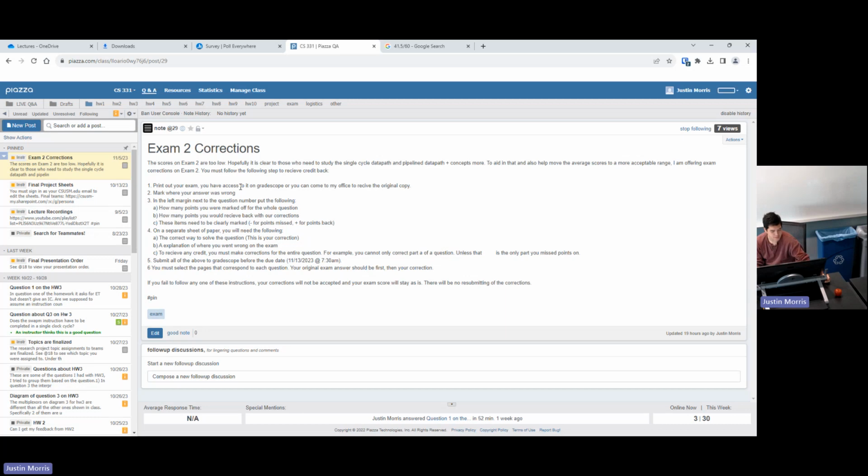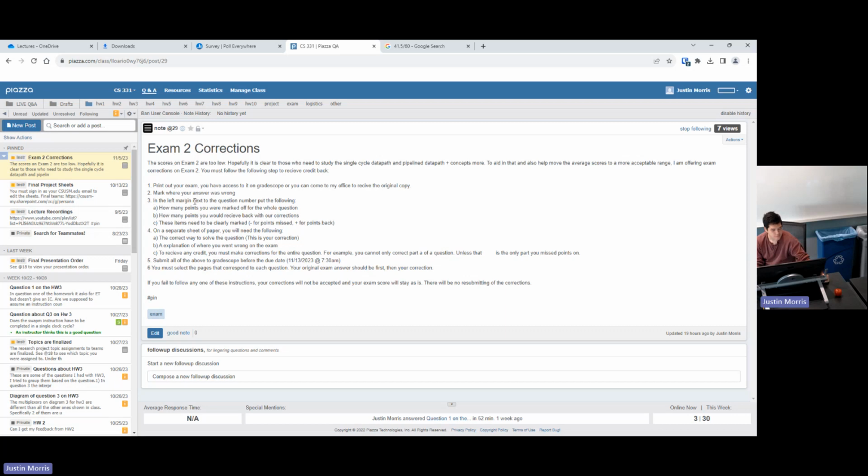For your exam 2 corrections, you will either print out your exam or you can come and get your exam from me. I have them all in my office. You just have to come and see me to get it. And then you have access to your scanned exam from Gradescope. The next thing you're going to do is just mark where your answer was wrong. There are some notes on Gradescope about why your answer was wrong.